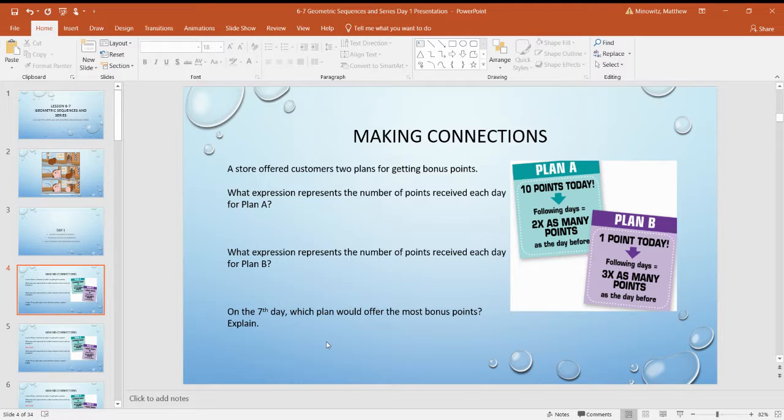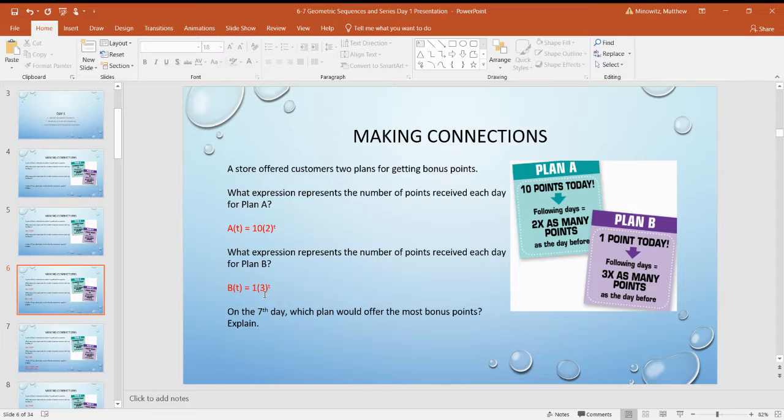Okay, so hopefully you saw that we have a starting value and a multiplier for each case. So for plan A, I start with 10 and then I double, so my multiplier is 2. And for B, I start with 1 point and then my multiplier is 3. They're both functions of time. And the question really asks, on the 7th day, which one's better?